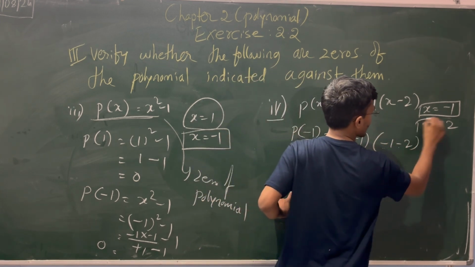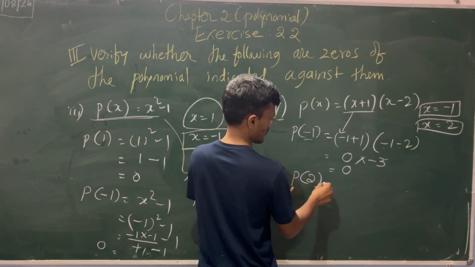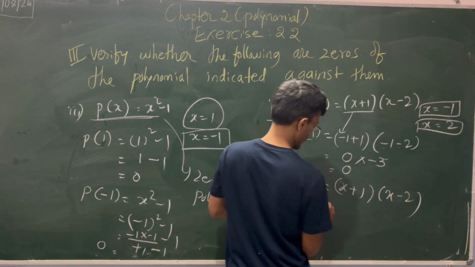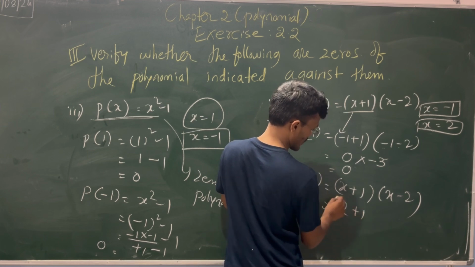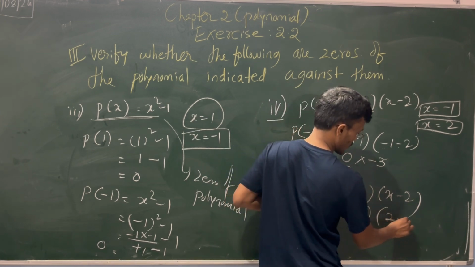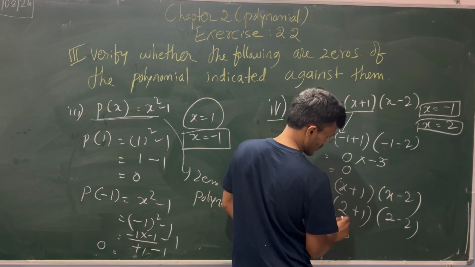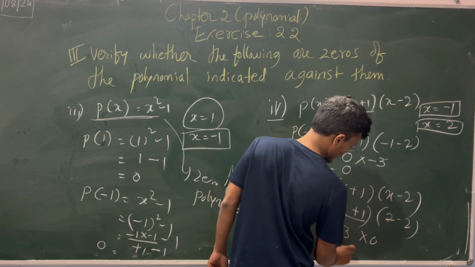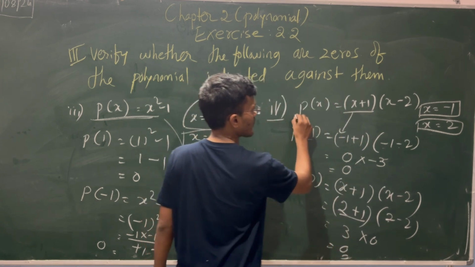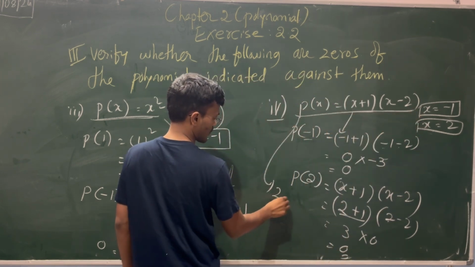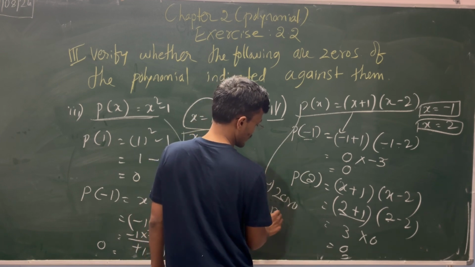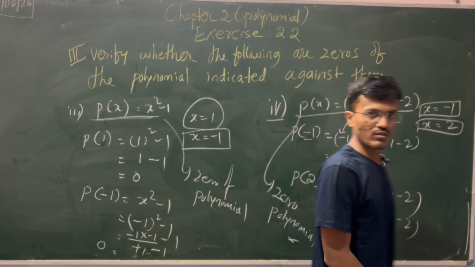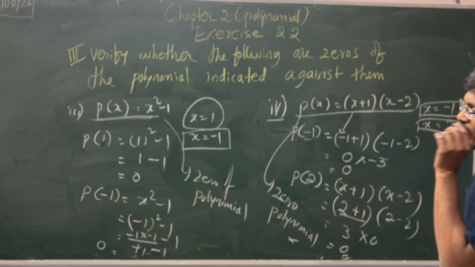So p of x here is equal to 2, x plus 1 and x minus 2. So x means here 2 plus 1 and 2 minus 2. 2 plus 1 is 3, into 2 minus 2 is 0. So now the answer is 0. So now the given polynomial is 0. This is called a zero of the polynomial. Okay. So now next we will move on to question number 5.